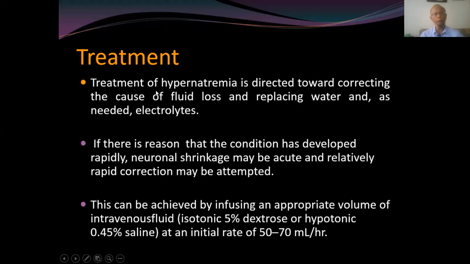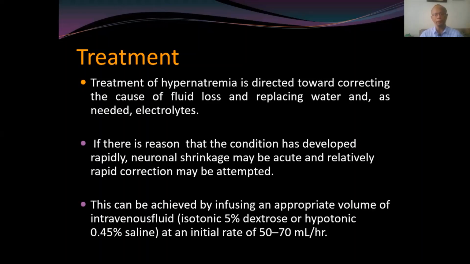Now what about the treatment? Treatment of hypernatremia is directed towards correcting the causes of fluid loss and replacing water and needed electrolytes. If there is reason that the condition has developed rapidly, neuronal shrinkage may be acute and relatively rapid correction may be attempted. So here rapid correction can be advised if there is acute hypernatremia, and if you think there are neurological symptoms, because cells will be shrinking in this condition.